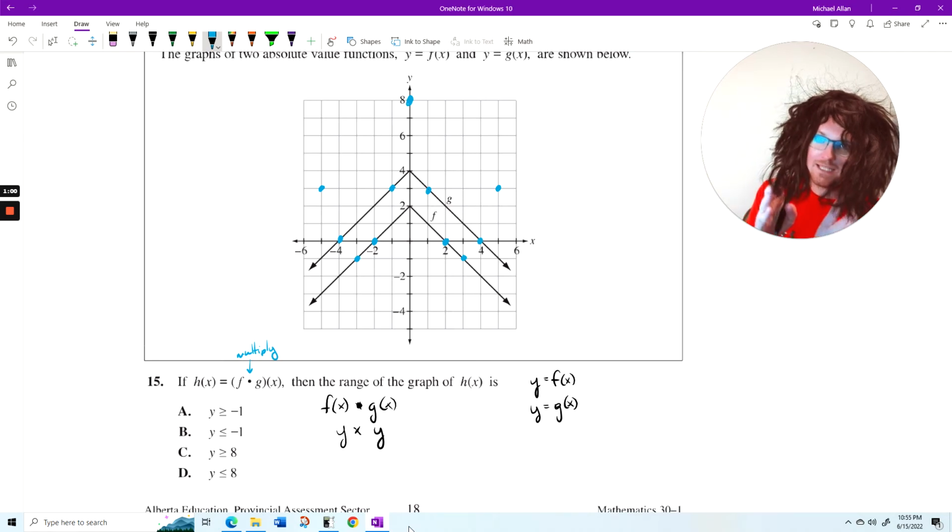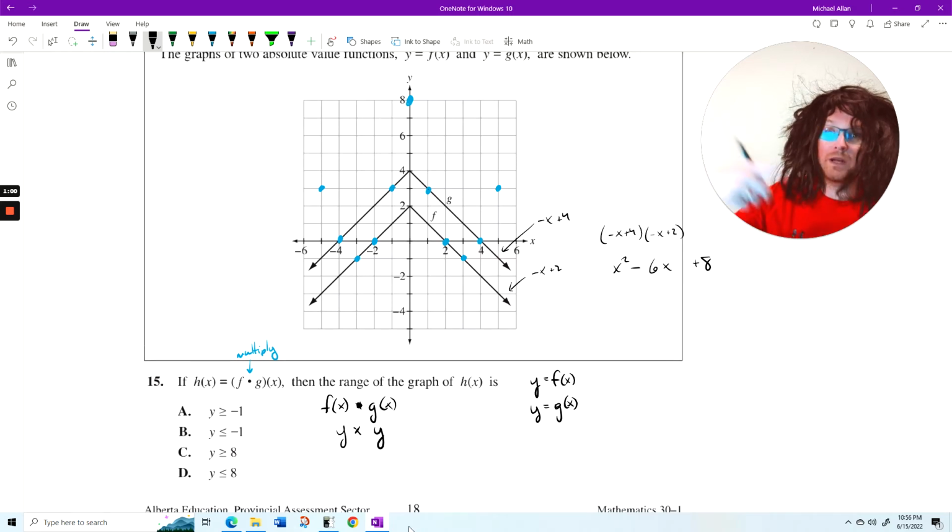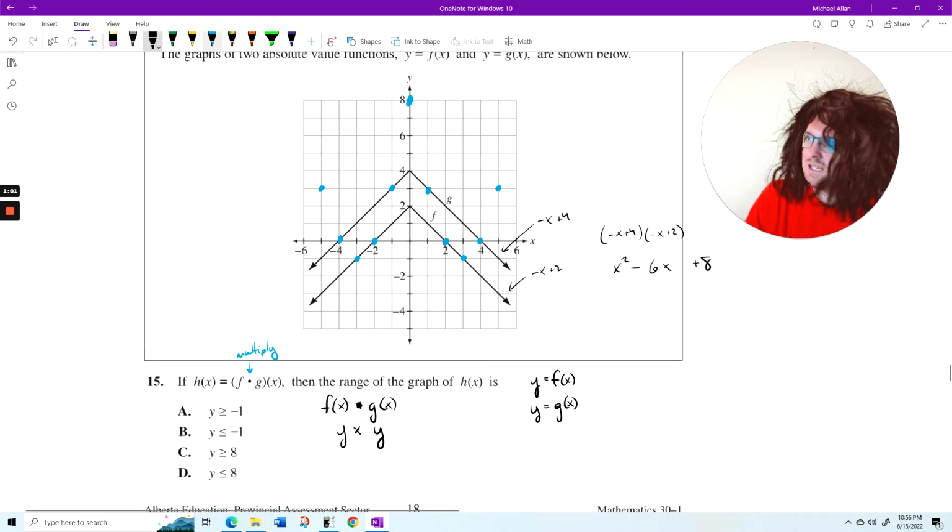Now, a linear line times a linear line is a quadratic, right? If I were to look at these equations, it seems a bit excessive, but this equation is negative x plus 4, and the other equation is negative x plus 2. If I were to multiply these together, I get a quadratic. Negative x times negative x is x squared, plus 8, and then in the middle we get minus 6x or so. But the key is it's a positive x squared, so it's opening upwards. It crosses at the y-axis at 8, which we already knew. But this is actually just going to become a quadratic here.